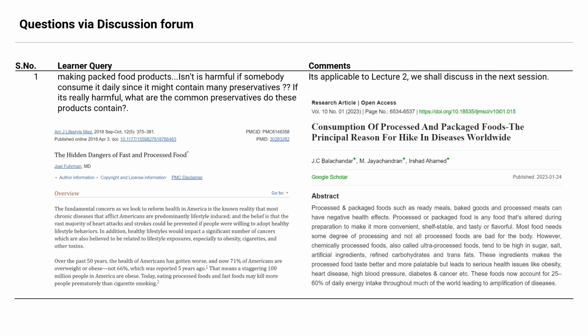This we raised that, in the previous week one, the question was from a learner which said that, packed foods, isn't it harmful if we consume it daily? Because it can contain preservatives. If it is really harmful, what are the common preservatives do these products contain?